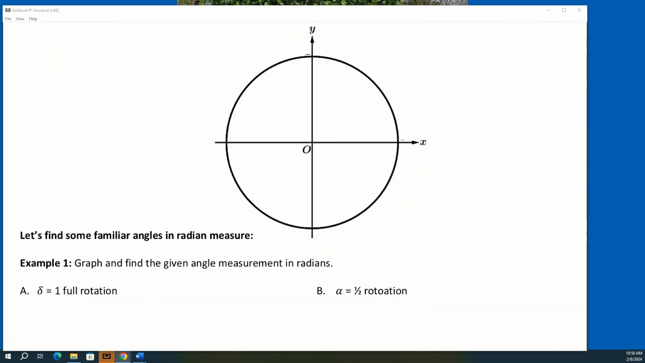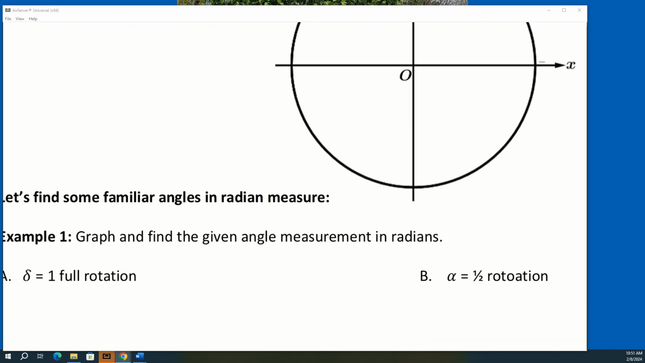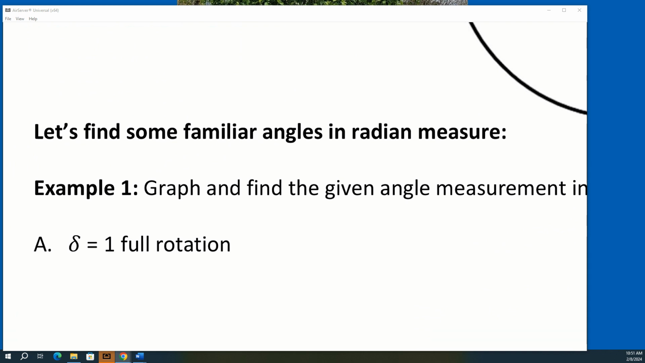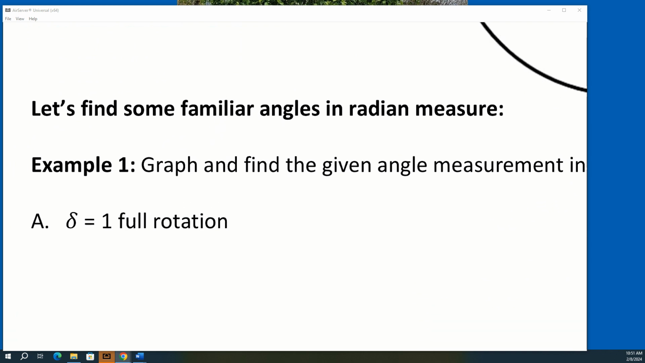Okay, so let's do some angle measurements in radians. We have this circle centered at the origin, and we are going to graph and find the given angle in radians. We're going to start with a full revolution. I can't remember what that Greek letter is. I want to say it's omicron, but I'm not sure. It doesn't matter. It just stands for that angle.